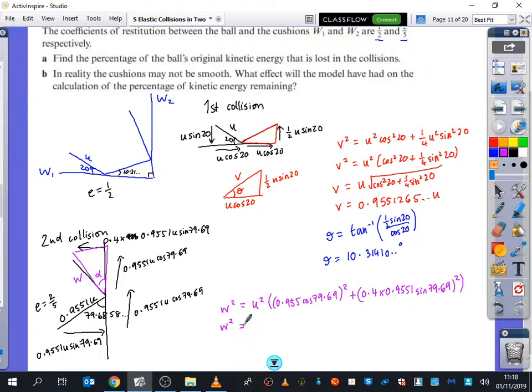So this is quite a lot of calculating we're going to need to do here. So I've got 0.9551 cos A all squared plus 0.4 times 0.9551 sine of A all squared. So I believe you get that W squared is 0.1705 ... U squared. So I think that's right.